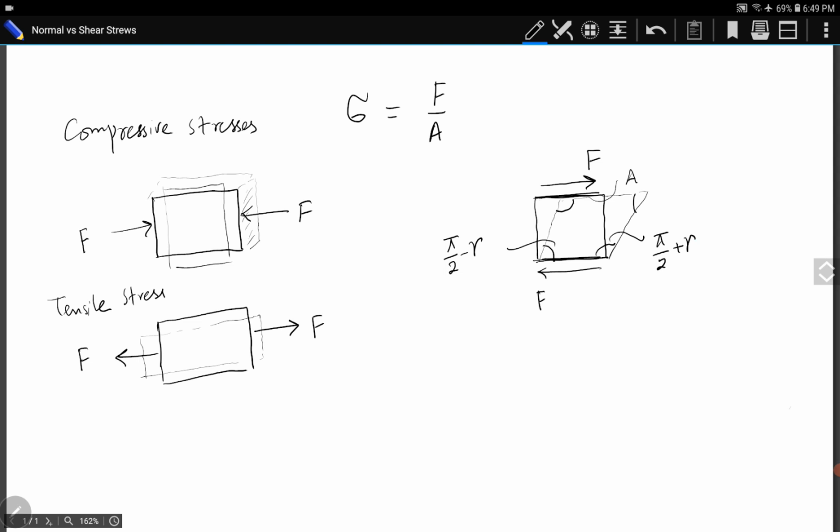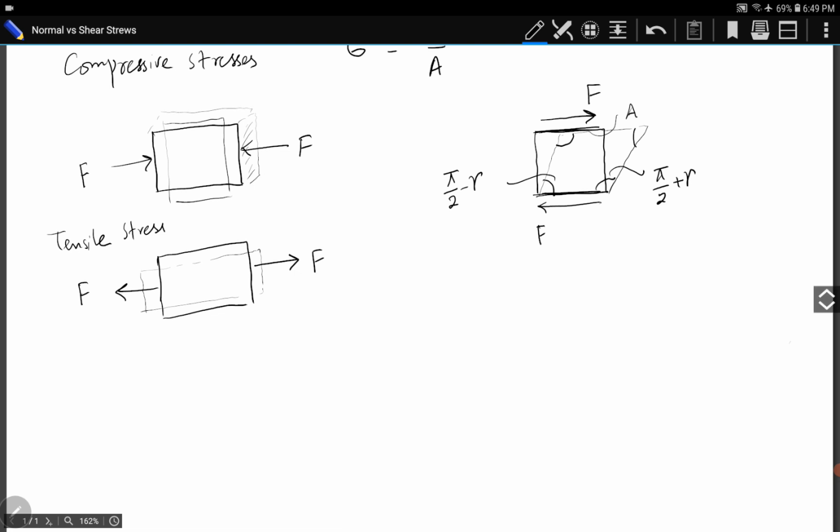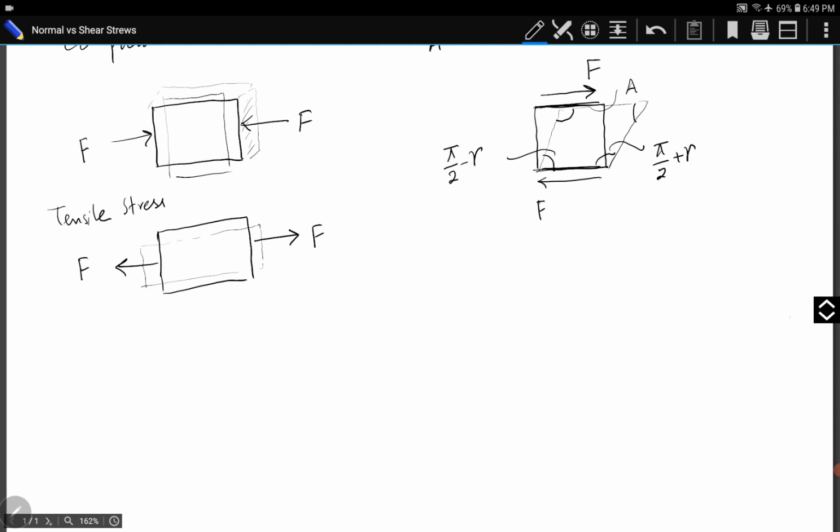In case of normal stress, the force will be applied perpendicular to the area. Under normal stress, the body will either elongate or compress. The length will either increase or decrease. In case of shear stress, the length will neither increase nor decrease. The change in shape will be in terms of change in angle. So there will be a shear strain, and the unit of shear strain is radian. There is no unit of normal strain because normal strain is change in length per unit original length.